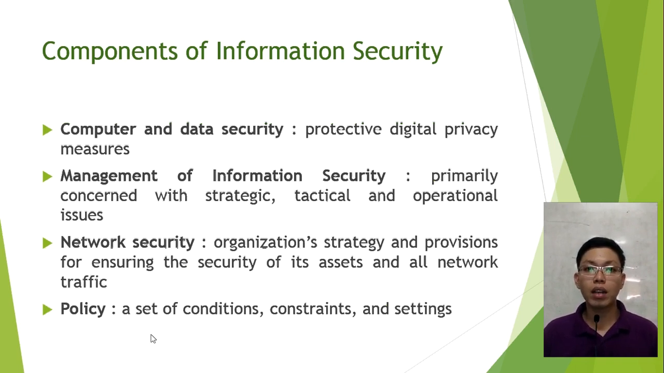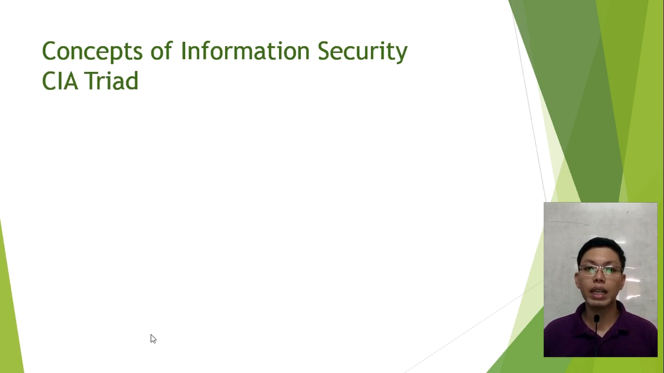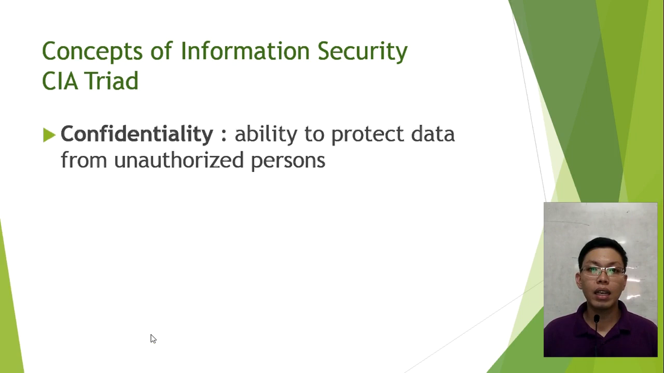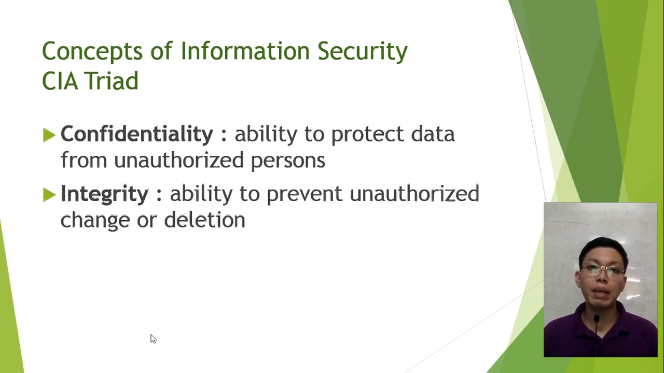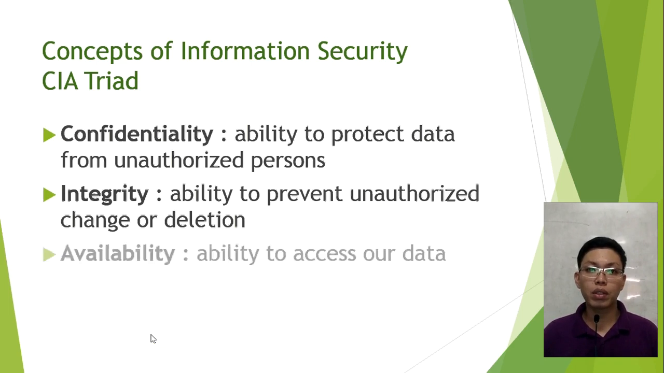Also, keep in mind that there are three primary concepts of information security, and these are confidentiality, integrity, and availability, or what we call CIA triad. Confidentiality is our ability to protect data from unauthorized persons to view it. Therefore, this data should be kept and secured. Integrity is our ability to prevent unauthorized or undesirable change or deletion of data by unauthorized or even authorized persons. And lastly, availability. It is the ability to access our data. Data should be available whenever we need it because losing the availability could mean a break in the chain.